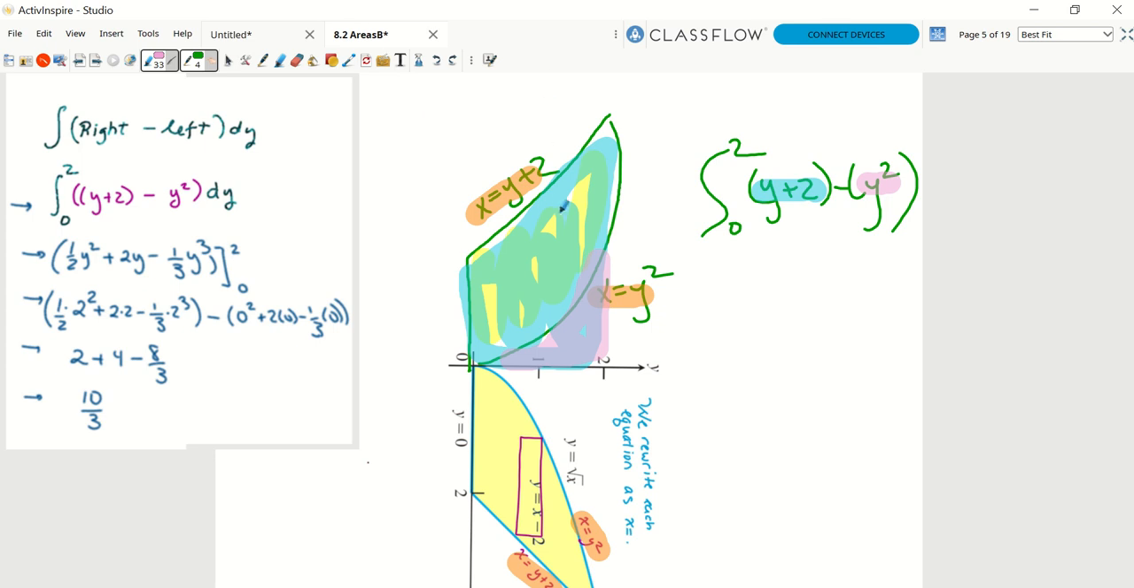All right, you would subtract the y plus 2 with the y squared, and you go 0 to 2. Okay, that's kind of a hack. That's my way of doing it.